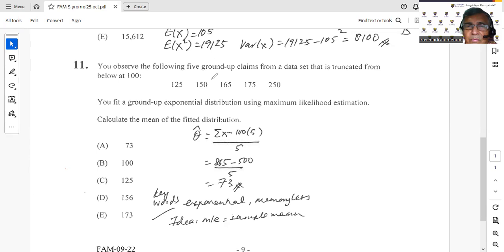So I've done the working here for you. Look at it. The final answer is 73, and so that'll be A. I just gave you the keywords: exponential distribution, memoryless property, the MLE is the sample mean, and you can sort this out yourself.